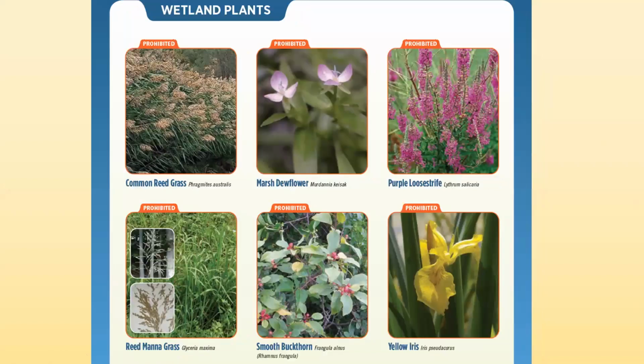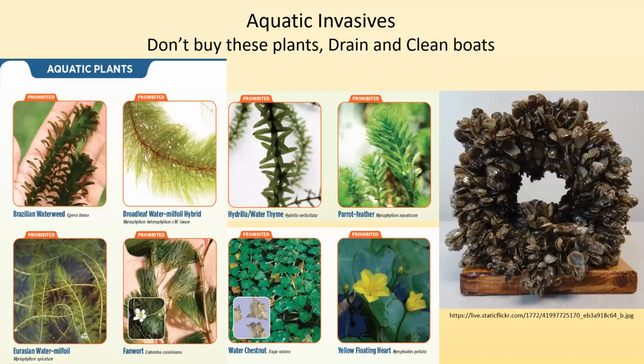And the wetlands ones, there's a lot more, obviously. And then aquatic plants, I've seen parrot's feather grown at nurseries, so you don't want to buy that even if it's just for a pond. Obviously hydrilla and milfoil and water chestnut are all bad ones. Anyway, this is a pipe covered in quagga mussels or zebra mussels, I forget which one, but aquatic invasives are a big problem for wildlife and infrastructure.